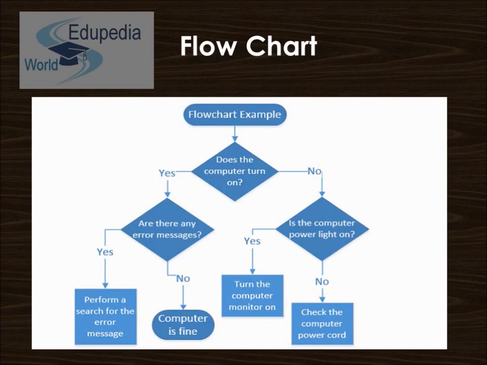Now let's have a look at the no option. If the computer does not turn on, then the question is, is the computer power light on? Again you are left with two options. If yes, then you have to turn the computer monitor on, and if the power light is not on, you have no option left. Then you just have to check your computer power cord. So this is how, with the pictorial representation and the flow chart symbols, you depict the flow of your process or program so that it can be understood in no time.